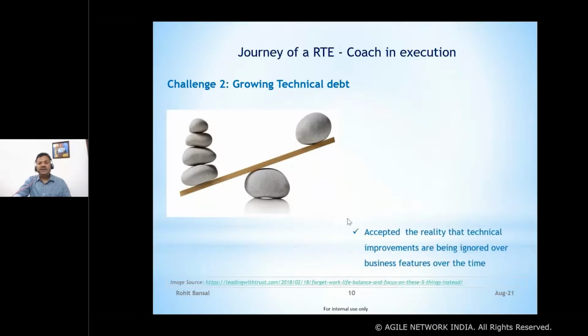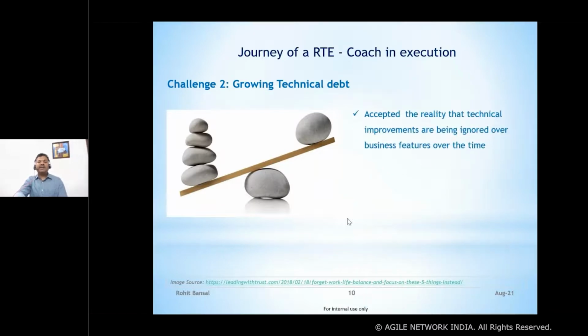And what did I do first? First of all, accepting the reality is important, that over time we ignored technical improvements in favor of business features. Having that acceptance not only myself, but taking other stakeholders along with me and making them realize that it started happening.